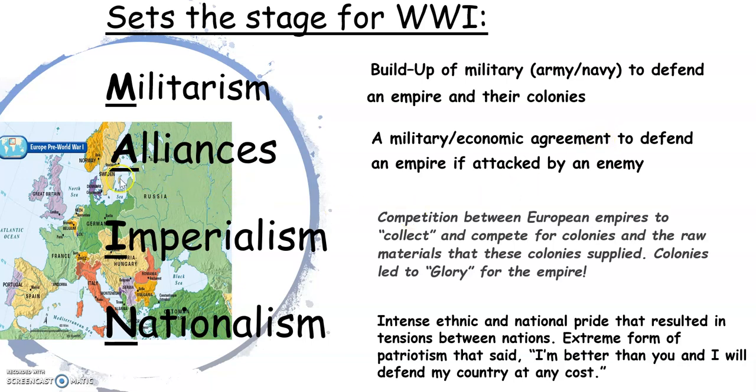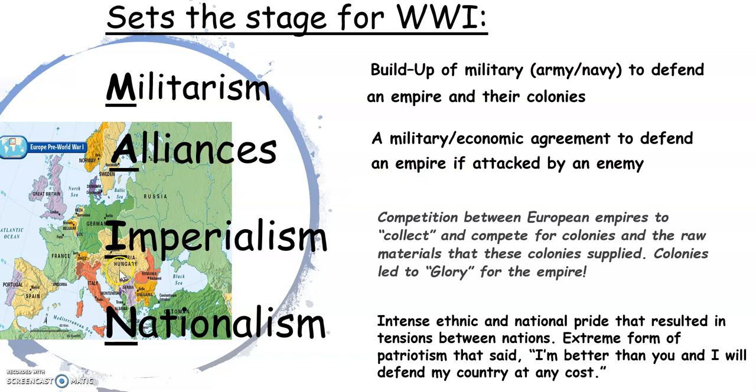And the alliances, the A, is all of these economic and military agreements to defend an empire if attacked. And typically you're going to see this with smaller empires aligning with larger empires, so that if one is attacked, they've got a backup, because these empires are growing in scale and in military might, and it's a really scary time period in Europe, and so you see all of these alliances being formed.